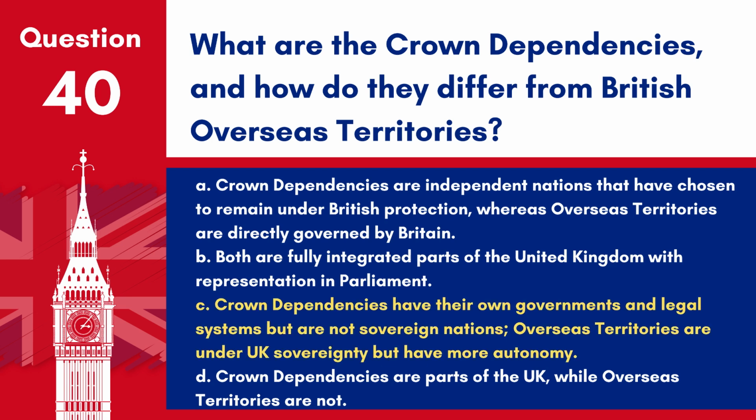Answer: C. Crown dependencies have their own governments and legal systems, but are not sovereign nations. Overseas territories are under UK sovereignty, but have more autonomy. This distinction highlights the different relationships these territories have with the UK, with Crown dependencies enjoying a closer, more autonomous relationship compared to the more directly governed overseas territories.